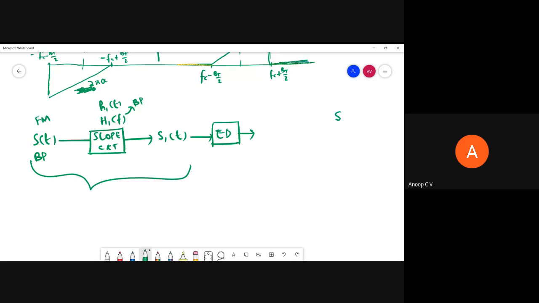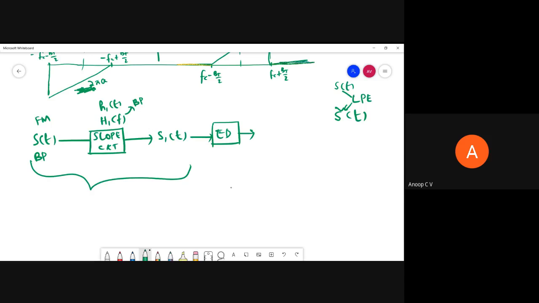We have studied something like this, S tilde of t, right? We said it is the low pass equivalent of a band pass signal. So S of t is a band pass signal, and its low pass equivalent is S tilde of t. In one video where I discussed the Hilbert transform, I discussed this low pass equivalent.